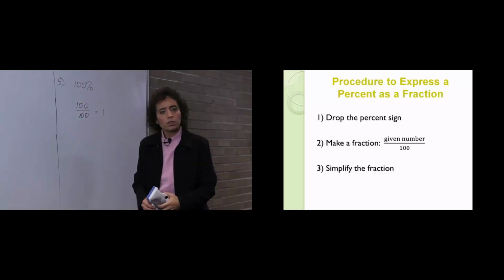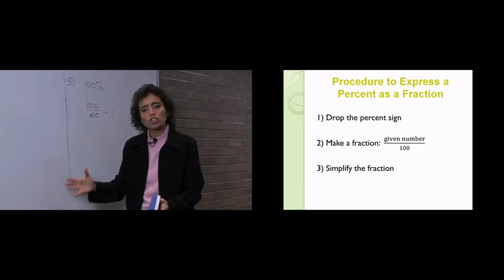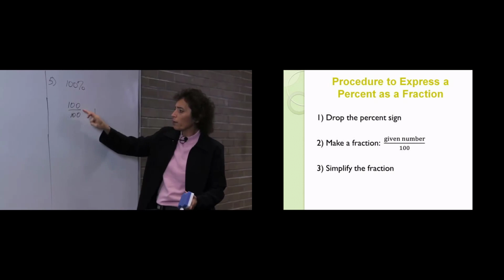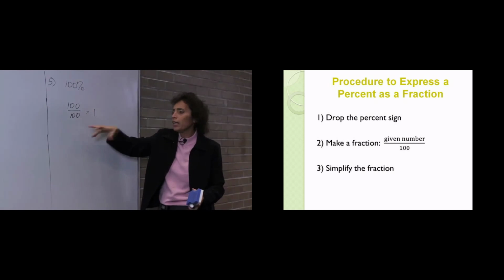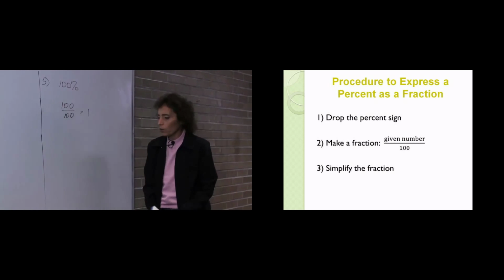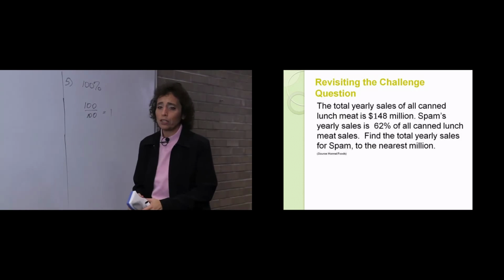So you're done there. So it's really, really simple to change a percent to a fraction. You drop the percent sign, you make a fraction with the numerator over 100, and then you simplify the fraction, and you are done. So awesome. All right, let's see how that helps us solve the problem we need to solve.